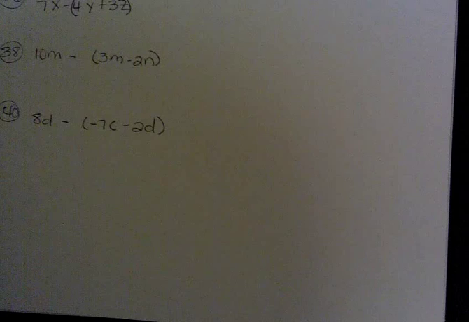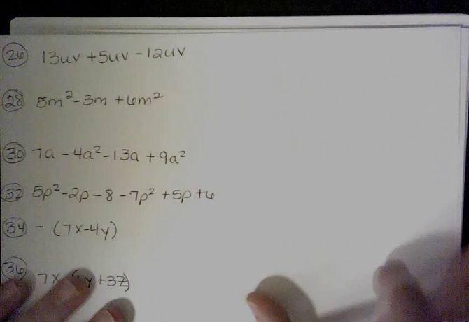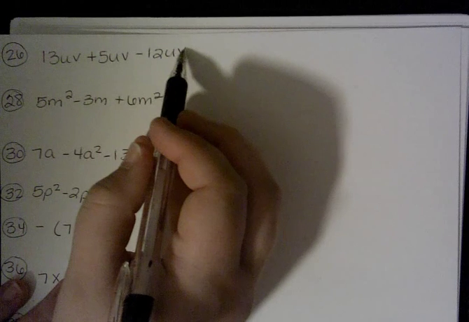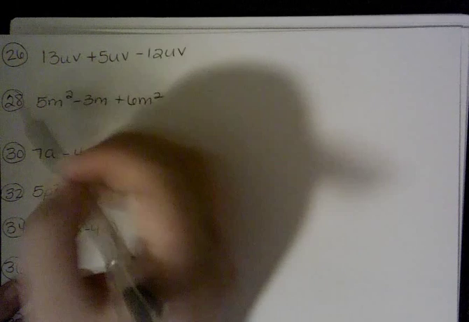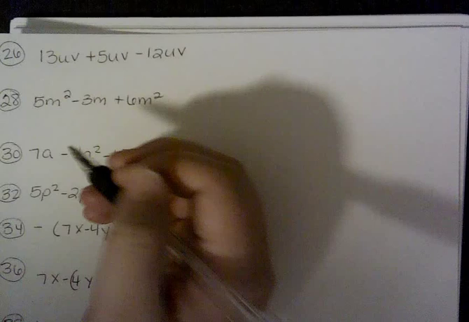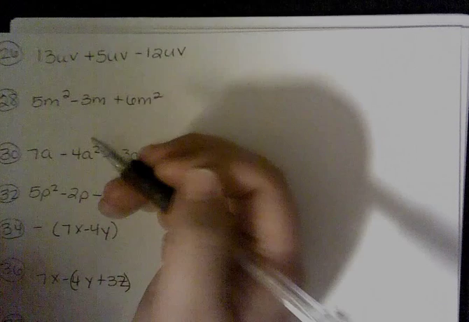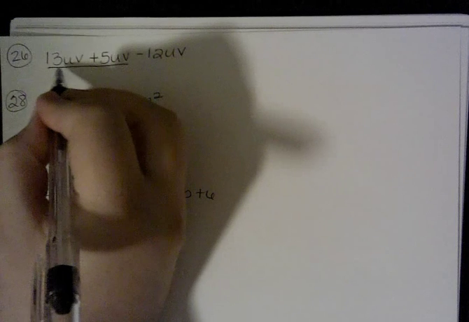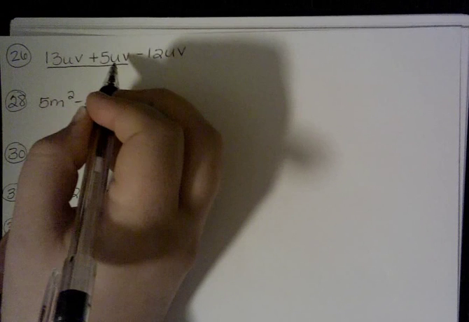Okay, let's move on to problem number 26. All right, so notice we have 3 terms now, okay? And they all have UV. So that means that they are all like terms. So what we're going to do is we're going to take this one step at a time. 13 UV plus 5 UV is 18 UV. And then you bring down that minus 12 UV.